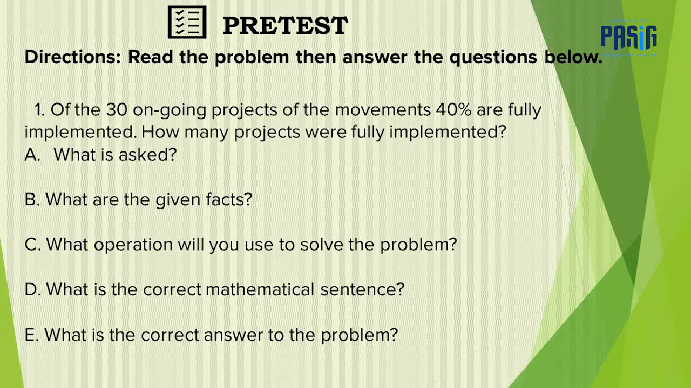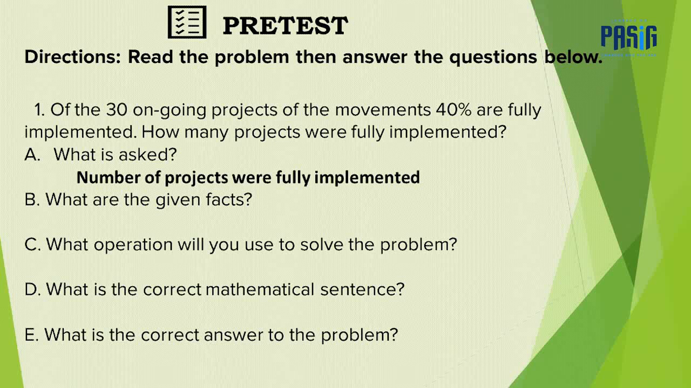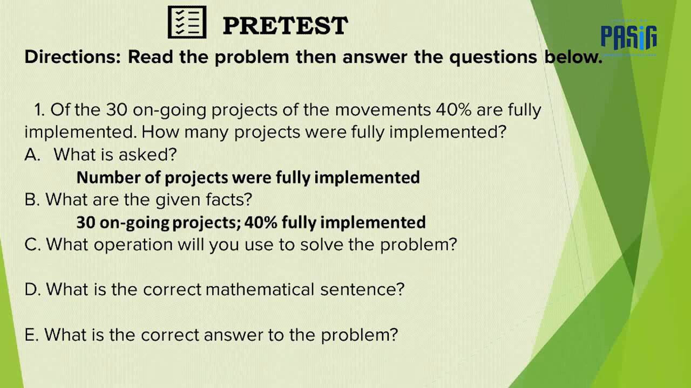Number 1: of the 30 ongoing projects of the movements, 40% are fully implemented. How many projects were fully implemented? First question, letter A, what is asked? Yes, the number of projects that were fully implemented. Letter B, what are the given facts? 30 ongoing projects and 40% fully implemented.